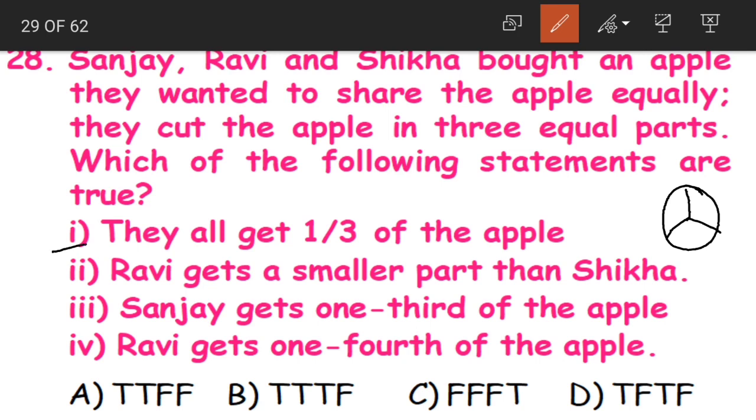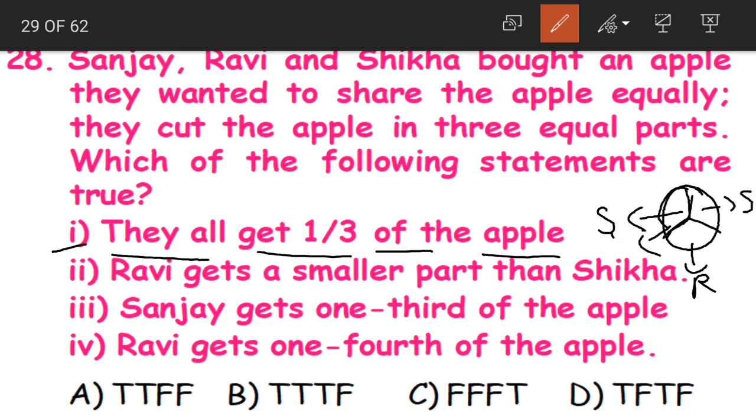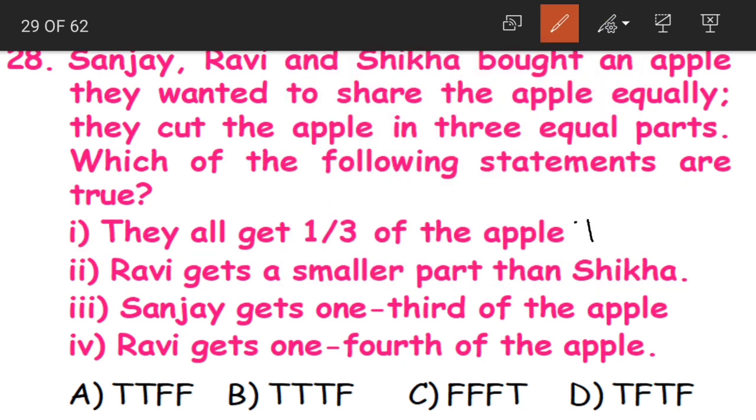Okay, now the first statement is that they all get 1/3 of the apple. Yes, this part will be taken by Sanjay, this will be eaten by Ravi and this will be eaten by our Shikha. So each part is called as what? Each part is denoted by the fraction 1/3. It is one of the 3 equal parts. Each person will get only 1/3 of the apple. So statement 1 becomes true.